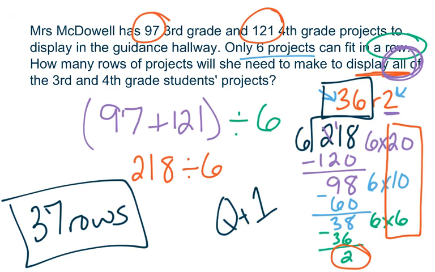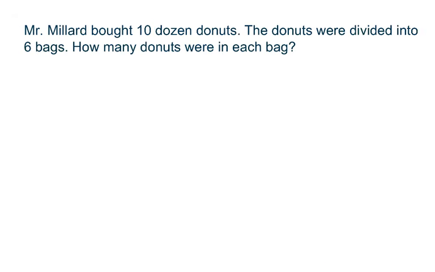Okay, 2 more problems to go. Mr. Millard bought 10 dozen donuts. The donuts were divided into 6 bags. How many donuts were in each bag? What equation are you going to set up to solve this problem? How many total donuts do you have? And then how many groups are you splitting them into?